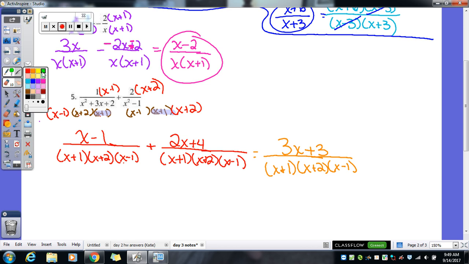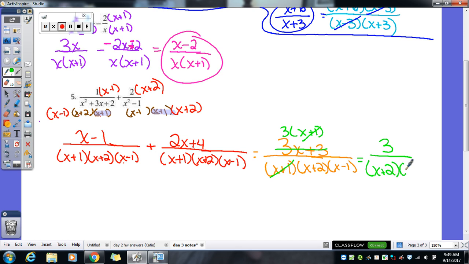Can we factor 3x plus 3 at all? Yeah, we could take a 3 out. So to try to save space, I'm just going to do that up here. So I factored out a 3. So 3 times x plus 1. So now what can we cancel? X plus 1, x plus 1. So our final answer becomes 3 over x plus 2 times x minus 1.